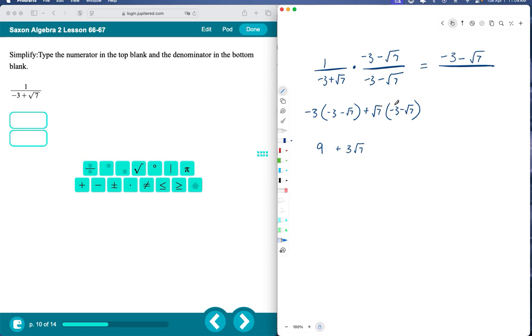Now we're going to distribute the second one. Square root of 7 times negative 3. We can't do anything with that except write them the way they are. It's now a negative because a positive times a negative, right? So negative 3 times the square root of 7. Now we're going to take positive square root of 7 times negative square root of 7.